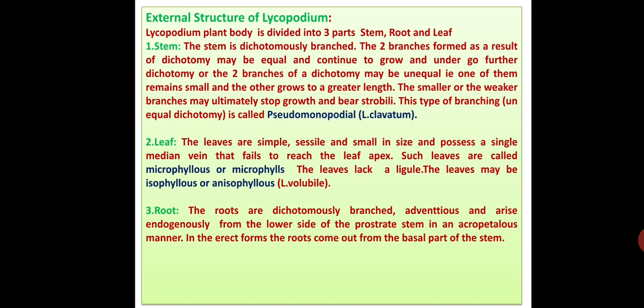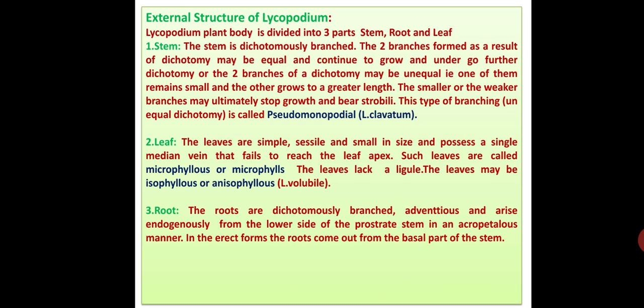Then we discuss the leaf. The leaves are simple, sessile and small in size and possess a single median vein that fails to reach the leaf apex. Such leaves are called microphyllous or microphylls. The leaves lack a ligule. The leaves may be isophyllous or anisophyllous. The best example is Lycopodium holubii.